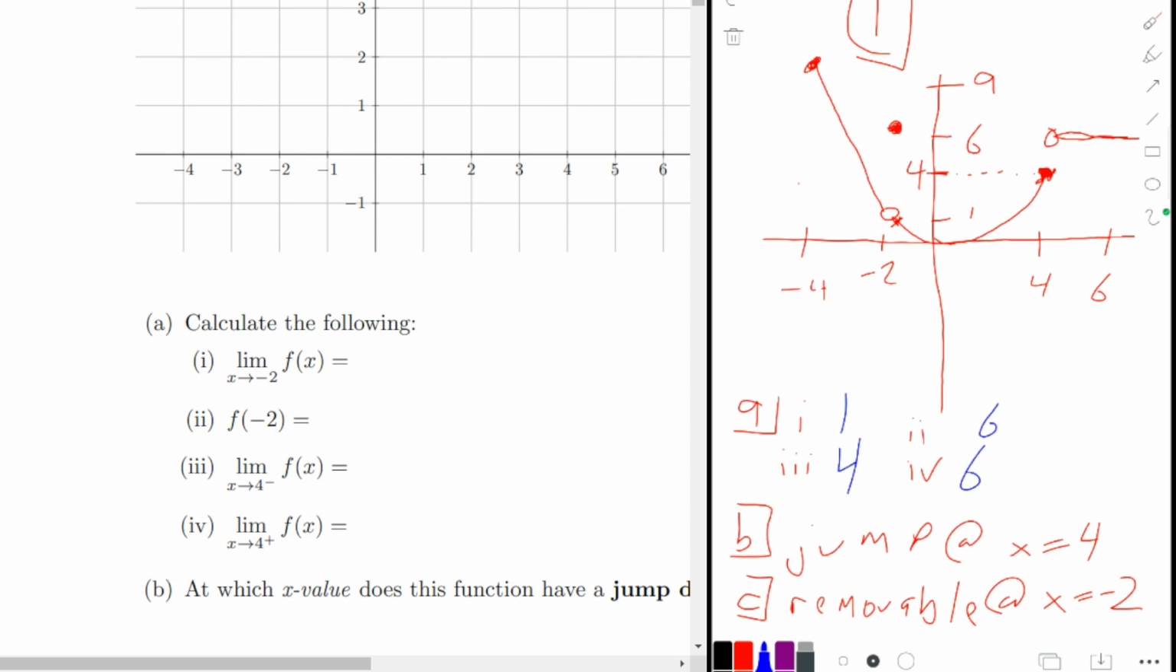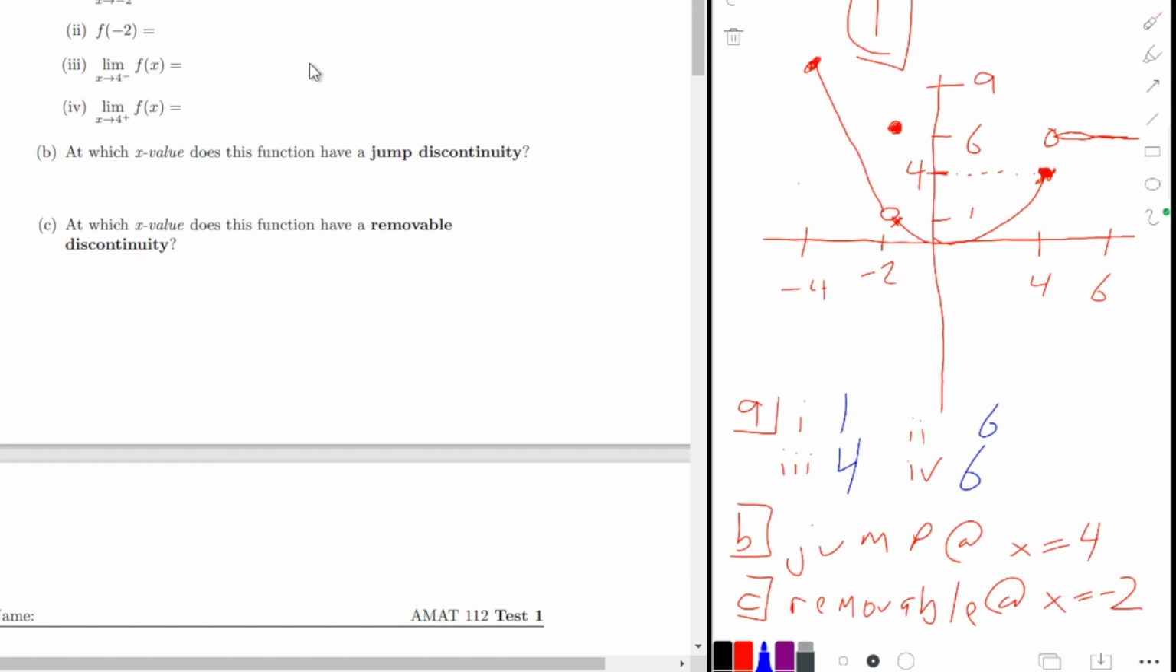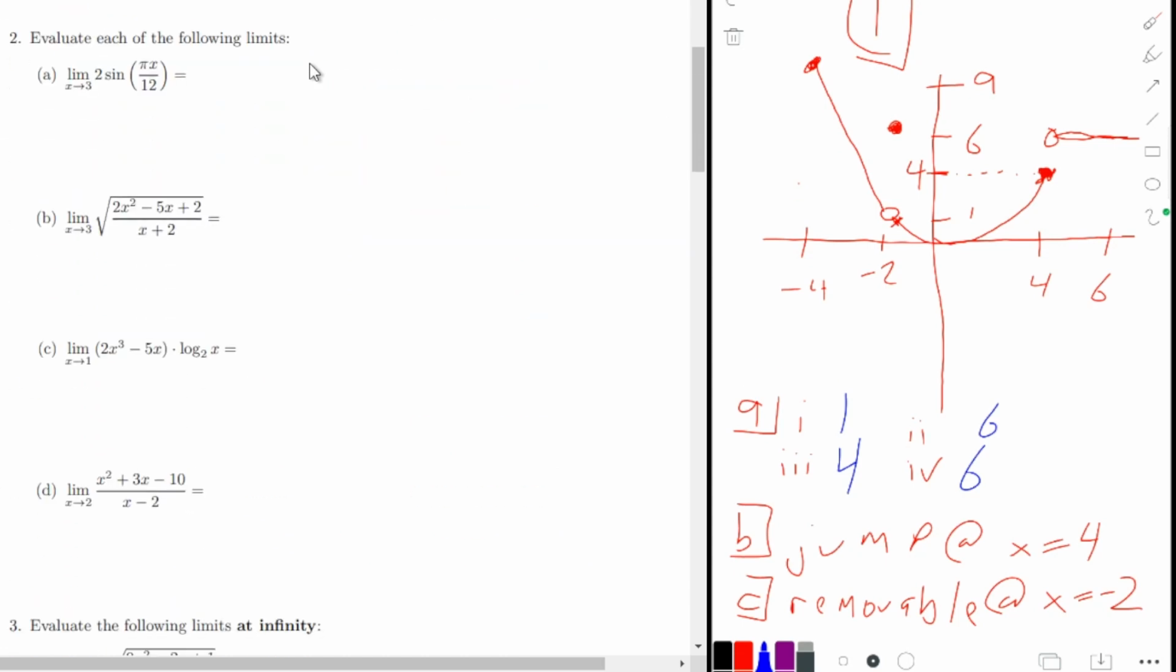That's what the picture looks like, more or less. The limit as x approaches -2 is 1. F of -2 is 6. The limit as x approaches 4 from below is 4, and from above is 6. There's a jump discontinuity at x equals 4, and a removable discontinuity at x equals -2. All right, on to the next page.